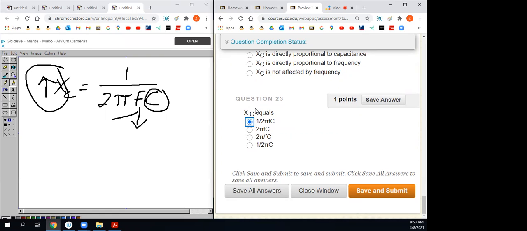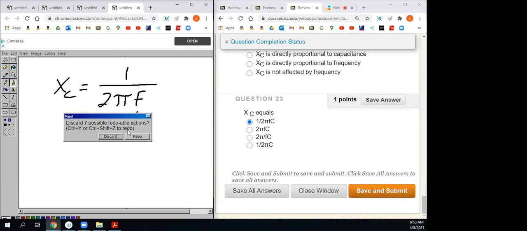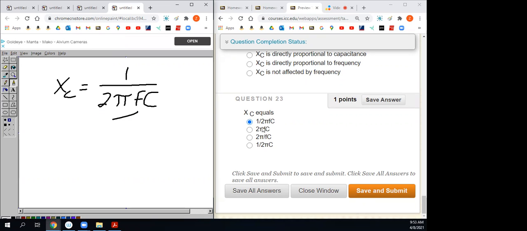This formula? It's for finding capacitive reactance. It's the same as this one that I just put up here, right? X sub C equals 1 over 2 pi FC.